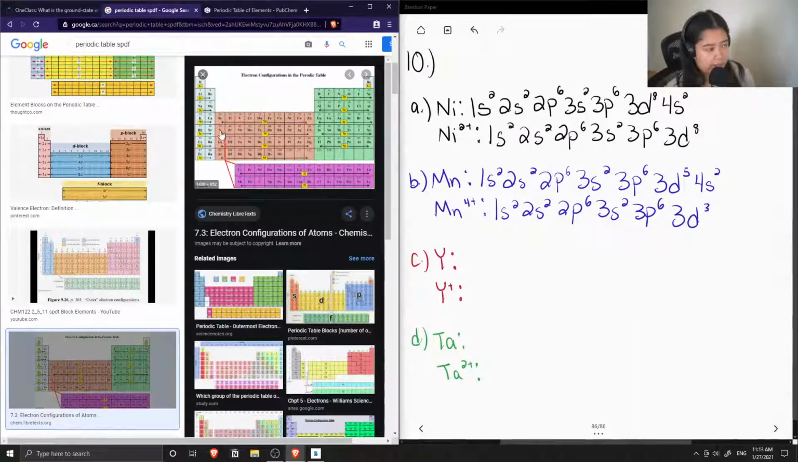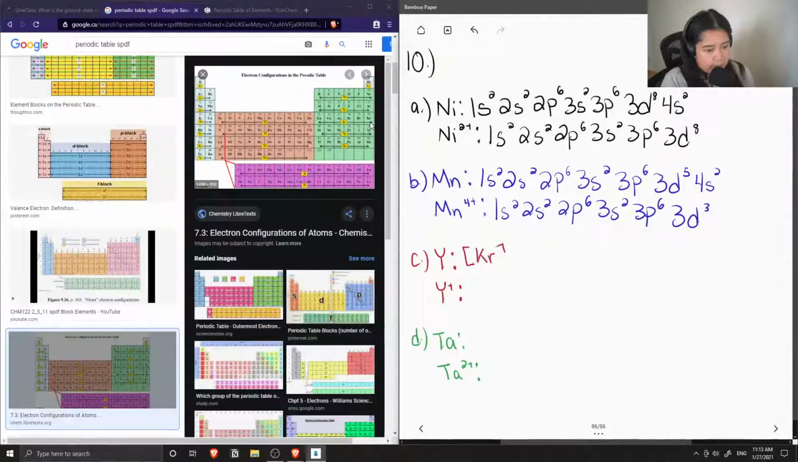So when we write the shorthand electron configuration, we find the noble gas that comes before yttrium, which is krypton, and we just write it in square brackets. And then we just continue writing the remaining electron configuration. So for yttrium, I'm going to write the 5s2 first, and then 4d1. And then when we remove that last electron, it's just 5s2.